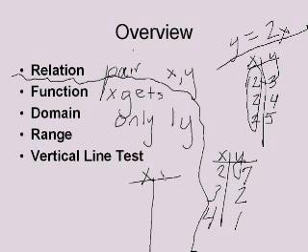What about this one? X, Y. 1 goes with 3. 2 goes with 4. 3 goes with 3. Function or not? You decide. Are you sure? 1 goes with 3. Is she seeing anyone else? 2 goes with 4. Is 2 seeing anyone else? This girl 3 goes with this guy 3. Is she seeing anyone else? So it is a function because none of these ladies are cheating.